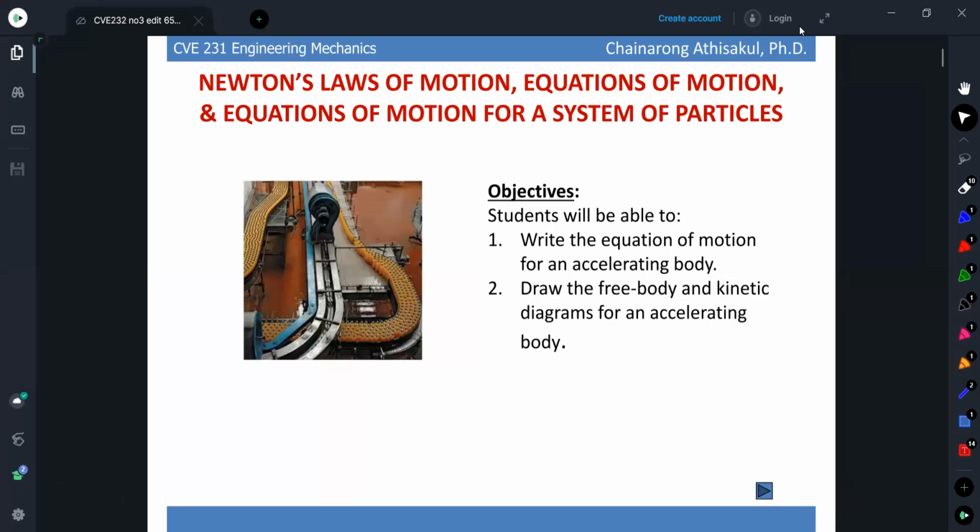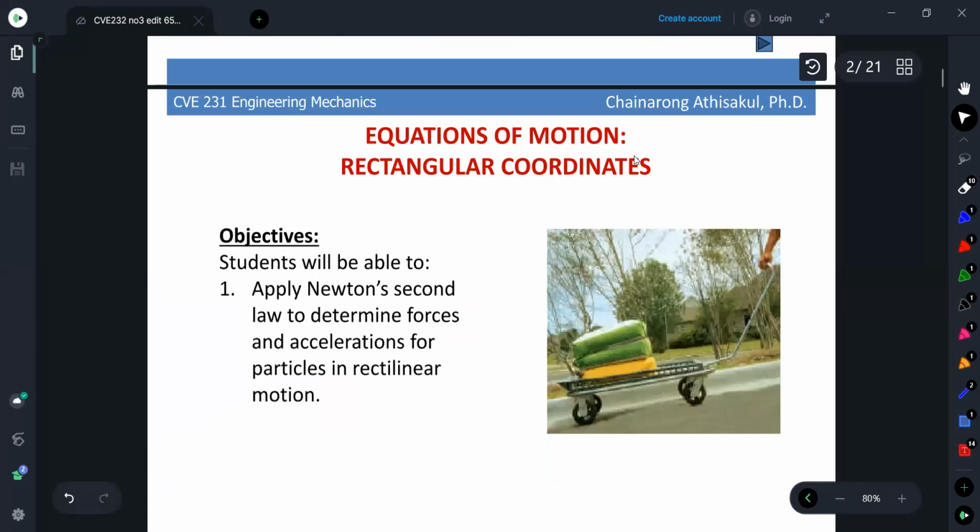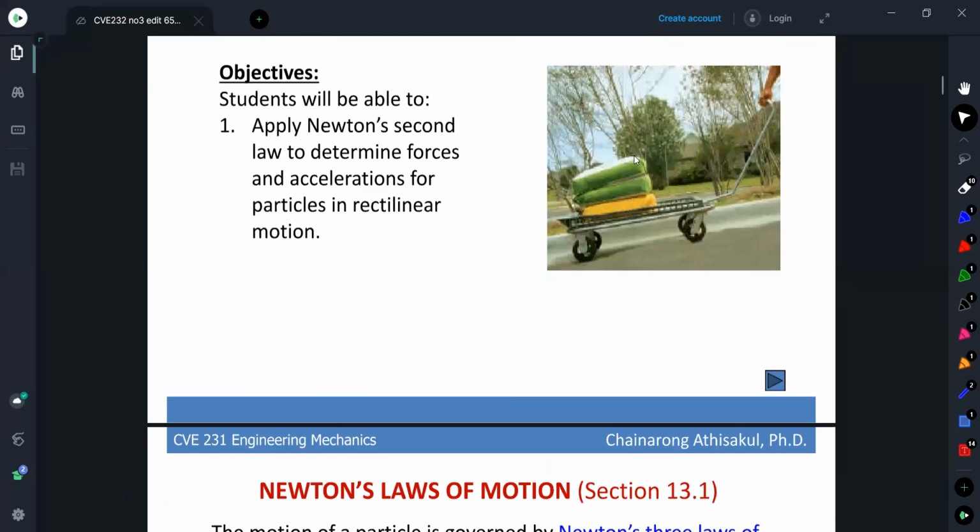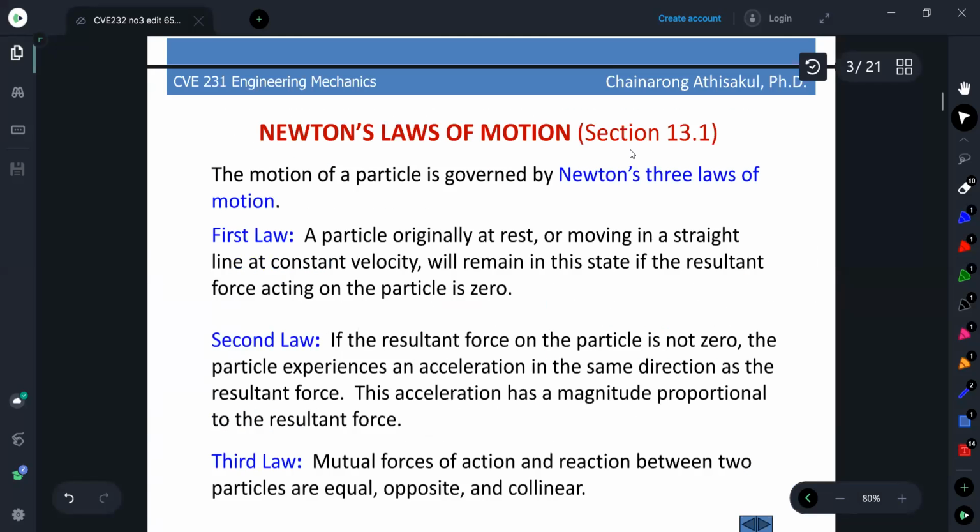In this video, we will study basic kinetics problems in rectangular components. We will start first with Newton's laws of motion and the equation of motion for particles and for a system of particles. And then we will talk about the equation of motion and an example problem in the rectangular coordinate system. Let's start with Newton's laws of motion.